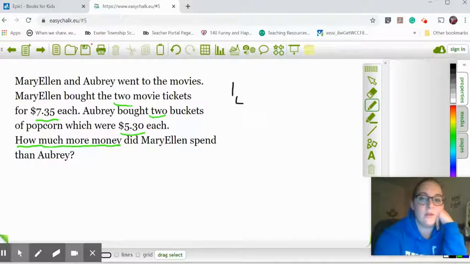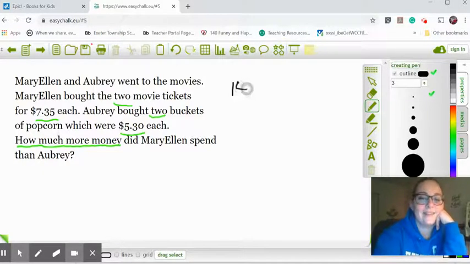Whoa, didn't know that was possible. My 4 just moved. Sorry about that. $14.70.